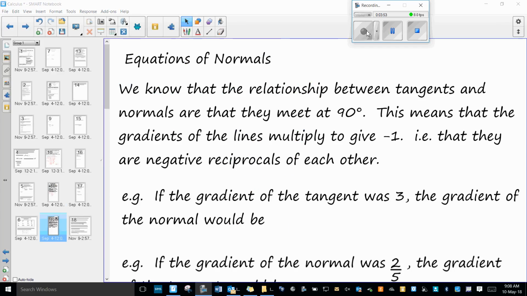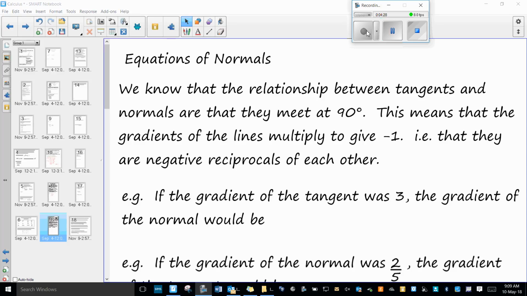Equations of normals. Now, have you ever heard of a normal before? Equation of a normal? No. Okay. So the relationship between tangents and normals is that a tangent and a normal meet at 90 degrees. What that means is that their gradients are perpendicular to each other. Now, you may or may not recall that if we have perpendicular gradients, those gradients multiply to give -1.